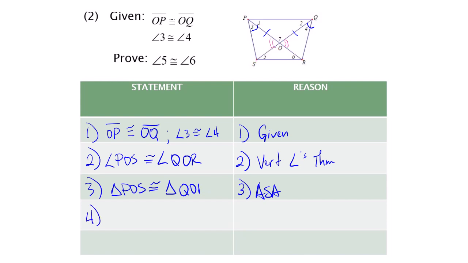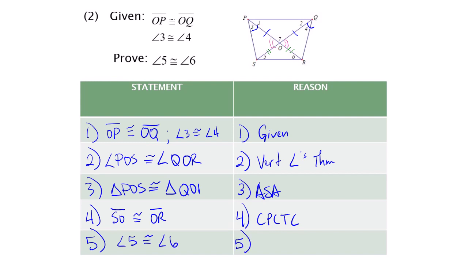So literally, SO is congruent with OR, and that's because of CPCTC. And then now that we know that those two sides are congruent, we see we have an isosceles triangle here, and we can say that angle 5 must be congruent to angle 6 due to the isosceles triangle theorem. All right.